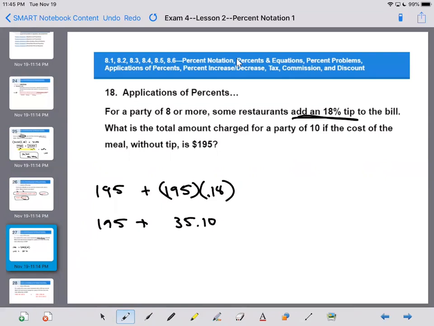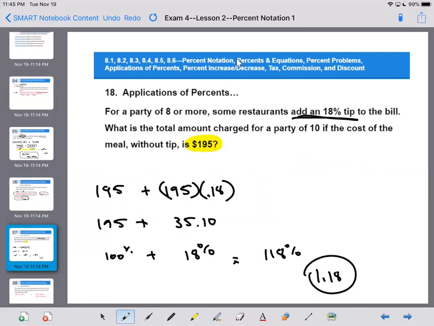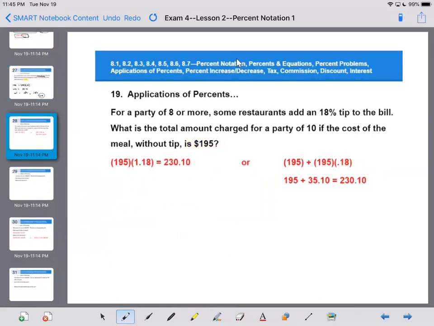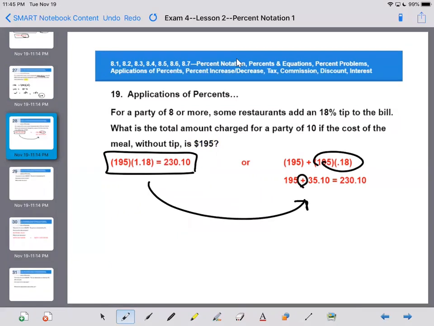Well, understand you're going to pay all of this. You're going to pay that $195, so that is 100% that you're going to pay. But you also paid 18%, so you really paid 118%. And 118% is 1.18. That's what you'll see in the next slide in red here: $195, your total, multiplied by 1.18. It takes care of the multiply and then add steps.